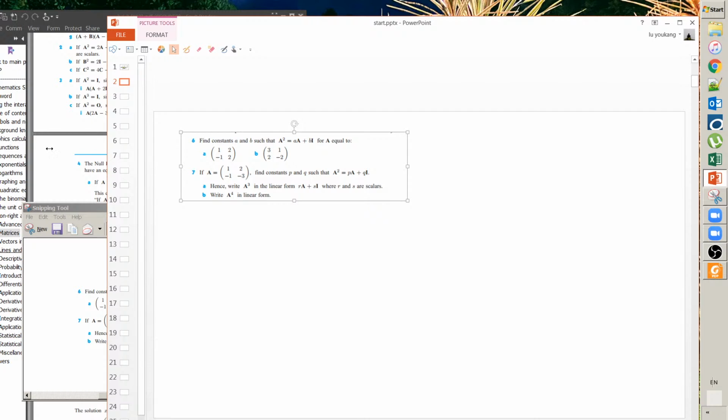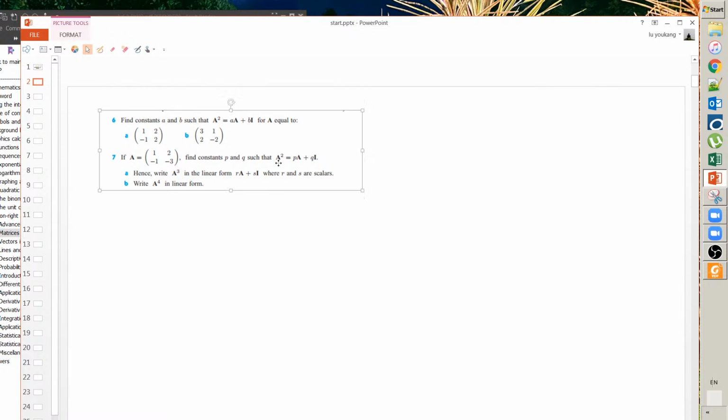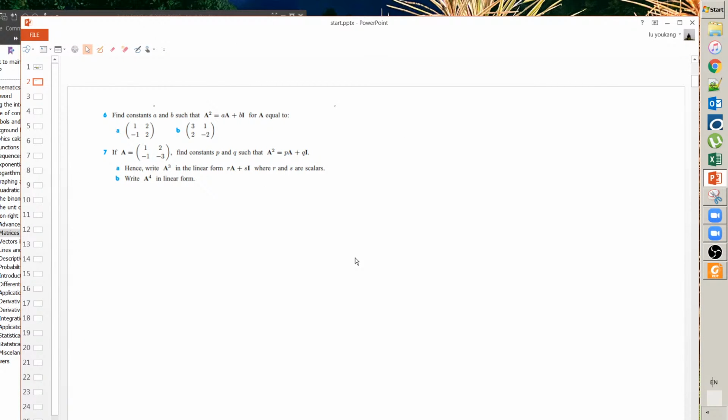Can you see my screen? Is it big enough? Yeah. Okay, good. So let me start with question 6, and then you will try question 7. Okay, sounds good. So over here, question 6, it says find constants a and b such that A squared is equal to small a times your capital A plus your small b times an identity matrix.